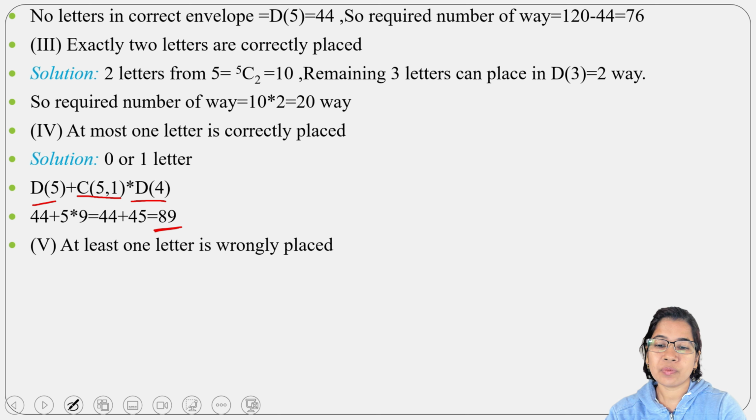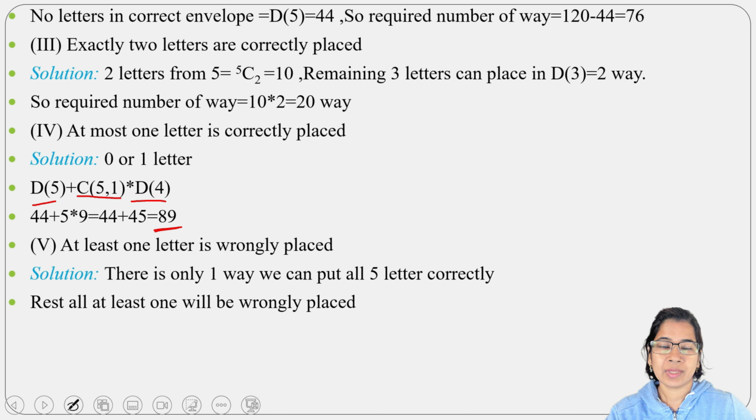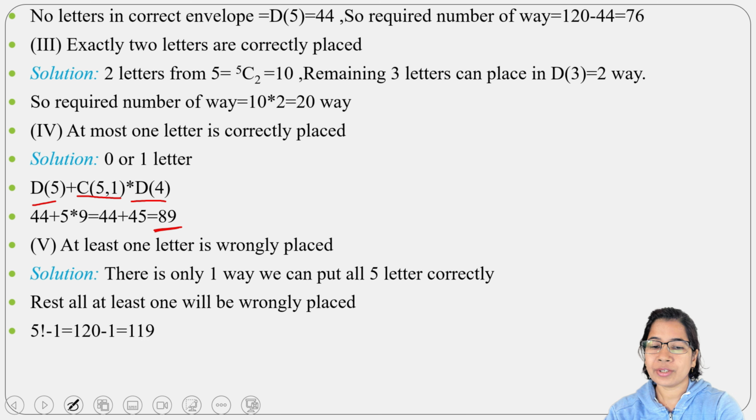Next, at least one letter is wrongly placed. There is just one way where every letter is placed correctly. In the rest, at least one will be wrongly placed, right? So 5 factorial, that is 120, minus 1, 119. So there are 119 ways that at least one letter is wrongly placed. 5 letters we can arrange in 5 factorial ways. From those 5 factorial ways, in one way every letter is correctly placed, right? That we are just subtracting.